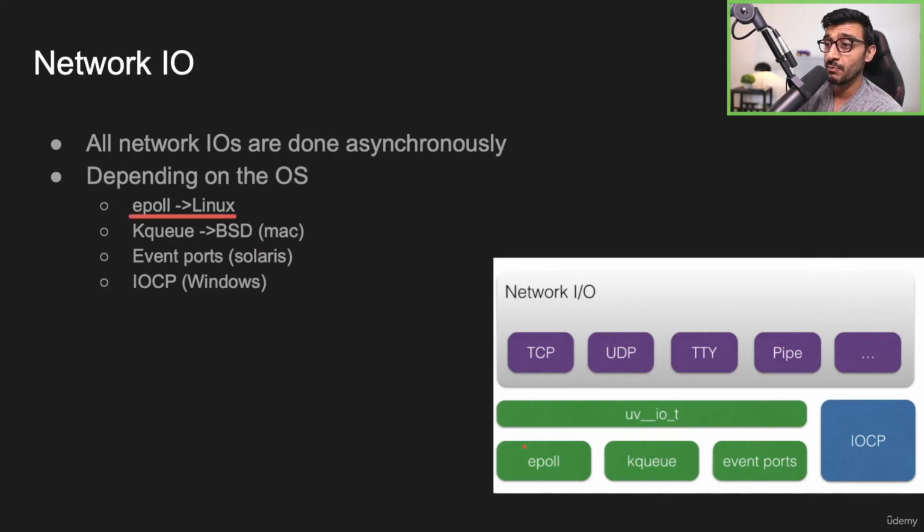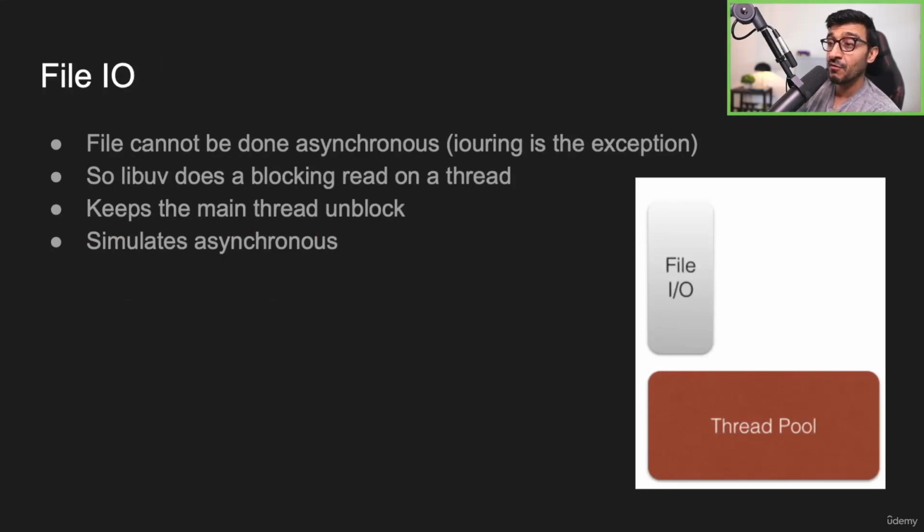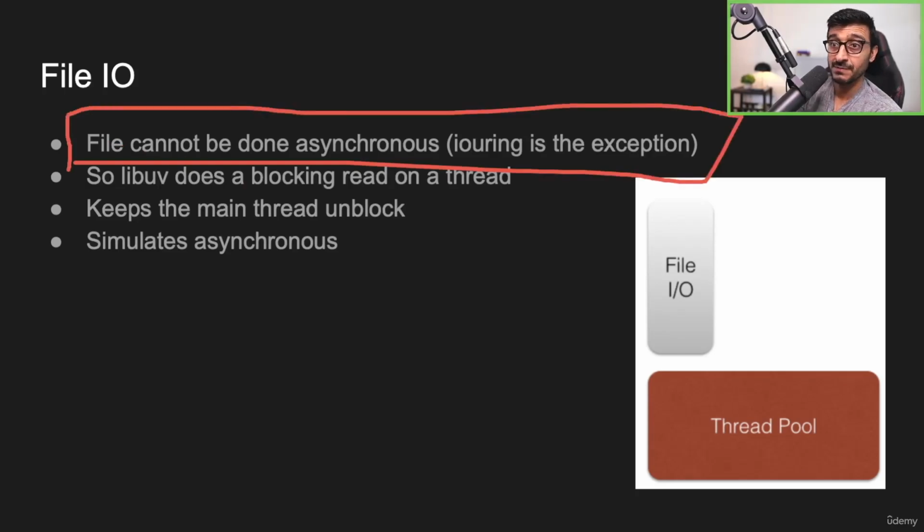Network I/O, we kind of talked about this, right? We use epoll for Linux, kqueue for BSD and Mac, event ports for Solaris, and IOCP for Windows. And all of this is abstracted away by this beautiful interface. So yeah, you can do all network I/O with libuv. That's why Node.js is so popular. File I/O, right? Files cannot be done asynchronously at all. Well, the exception is io_uring.